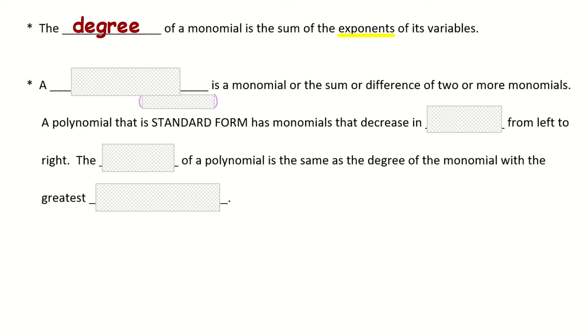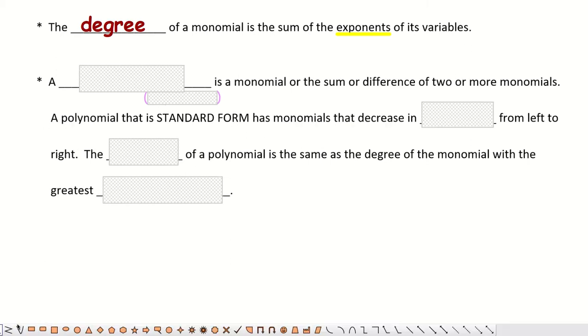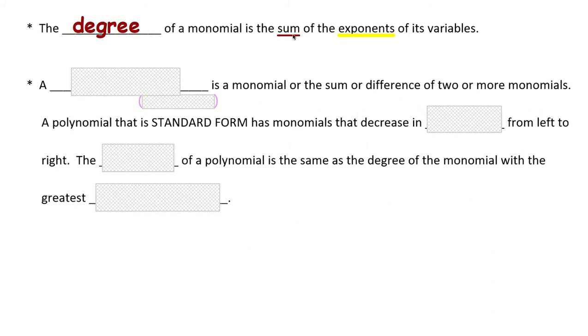Then the degree of a monomial is the sum, oh boy, that's an important word right there. Let's underline that because it's important. It's the sum of all the exponents of its variables.